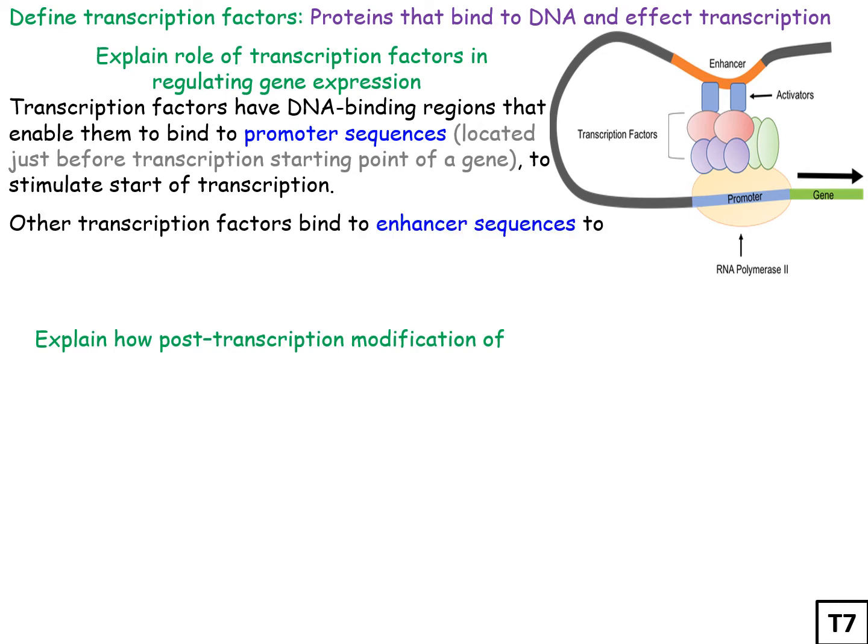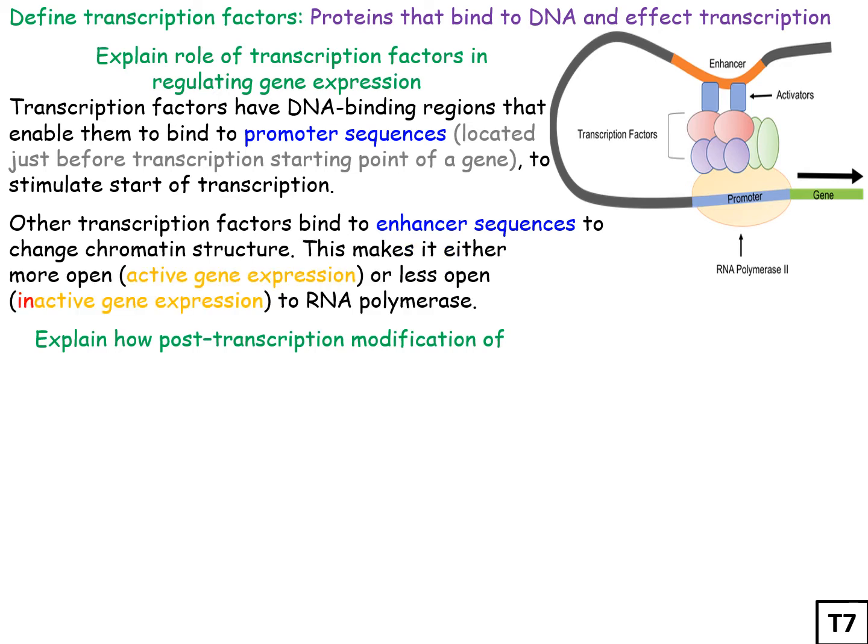However, there are other transcription factors that bind to enhancer sequences, and they change the chromatin structure. This makes it either more open, so the gene expression could be active, or less open, so the gene expression is inactive, to RNA polymerase, and we saw those examples earlier.